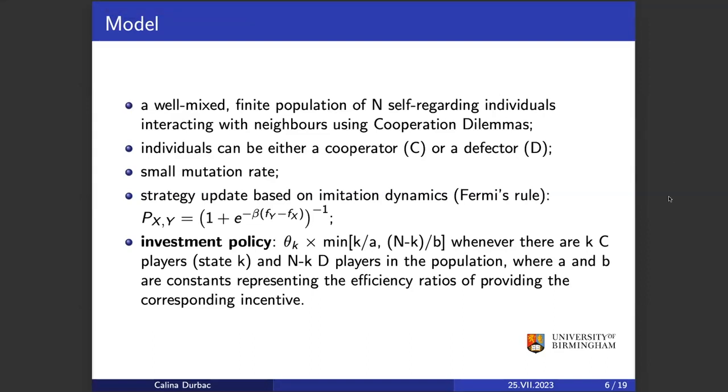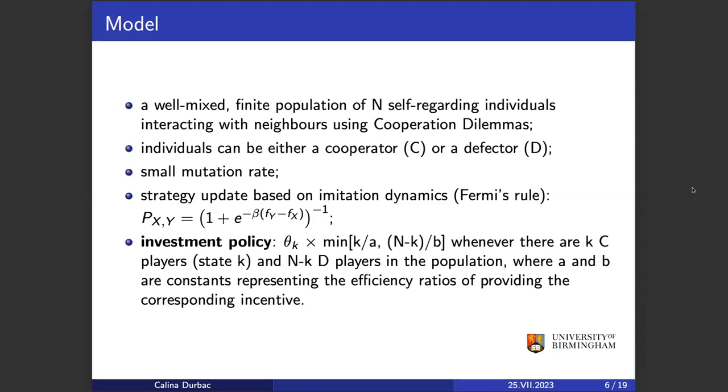Onto the investment policy, we model this on a Markov chain starting at state 0 and ending at state n. State 0 and state n are absorbing, so we're basically looking at what happens between state 1 and state n minus 1. And the index of the state just means how many cooperators there are in the population. So if we are at state k, like we are in the investment policy example, that means that we've got k cooperators in our population.